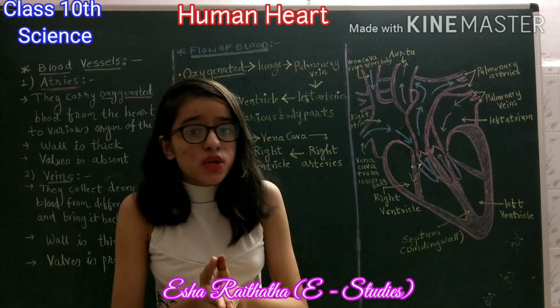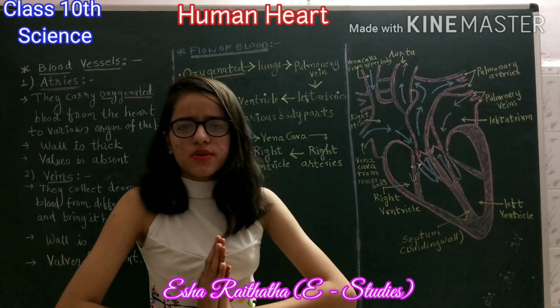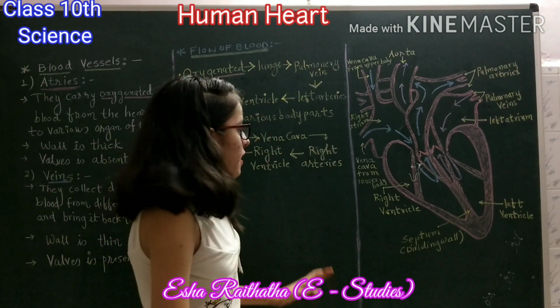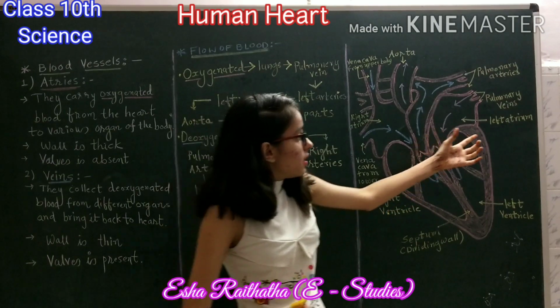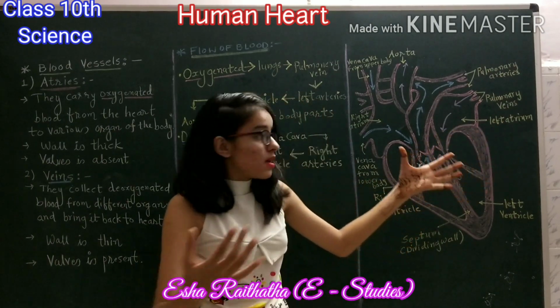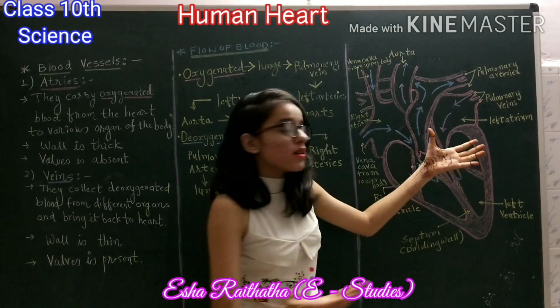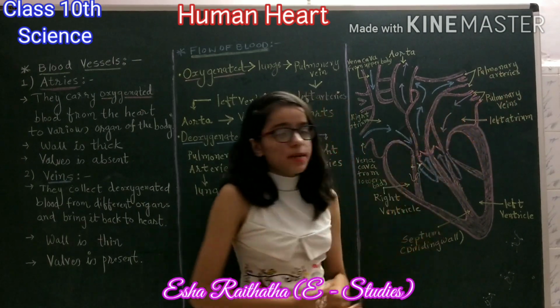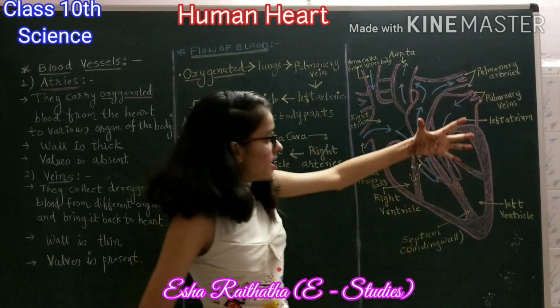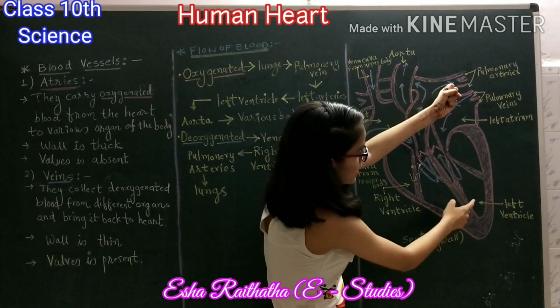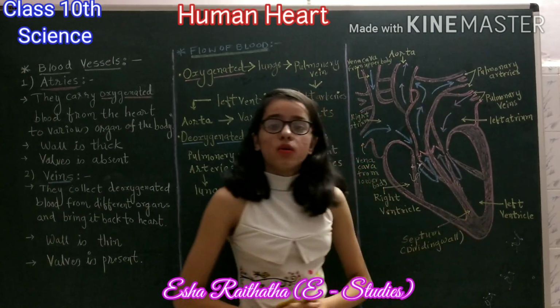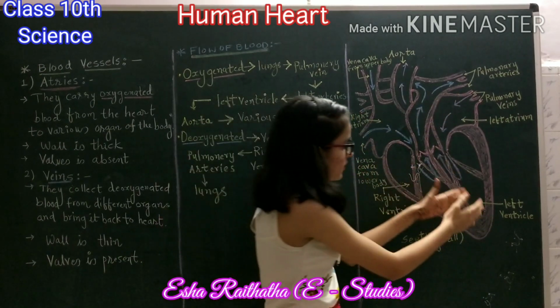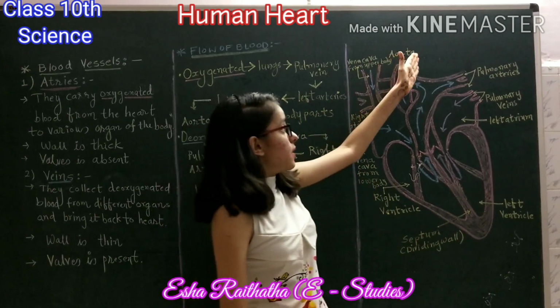Now, contraction and relaxation. What is contraction and relaxation? Let's learn about it. First, when the atrium is in relaxation, the oxygenated blood comes from the pulmonary veins into the left atrium. And when it contracts, it goes into the left ventricle. And from there, it goes to the aorta.